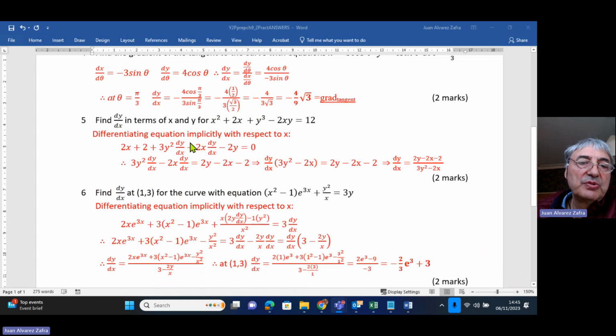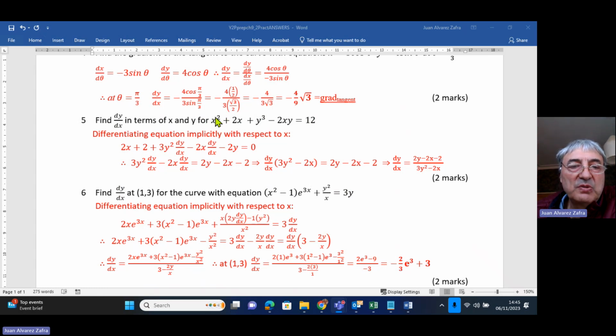Question 5. Now we come on to implicit differentiation. The key thing with implicit differentiation is that we don't work out dy dx directly. We simply differentiate the equation of the curve given implicitly, usually for this course, by differentiating every term with respect to x. And that way, dy dx will emerge.